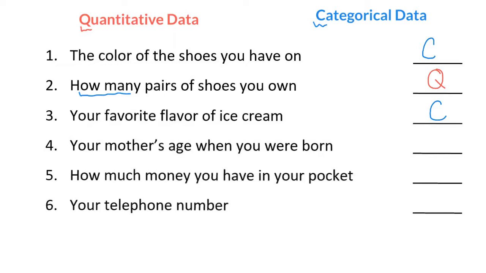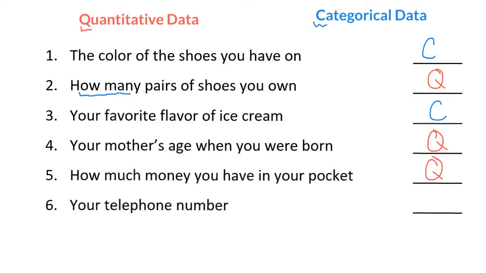Then your mother's age when you were born, that's going to be a number. Age is a number. So this one is quantitative. How much money you have in your pocket? The answer might be 0, but it is quantitative because the amount of money you have is a number.